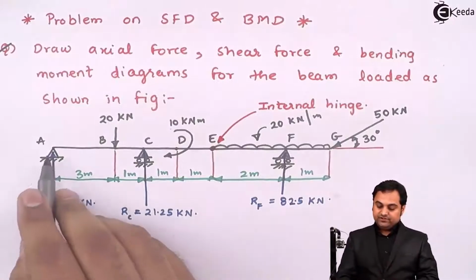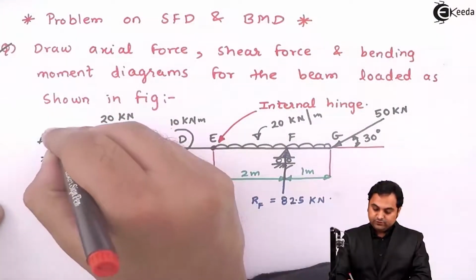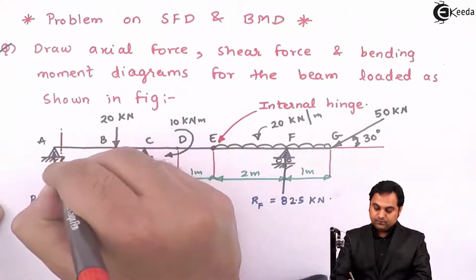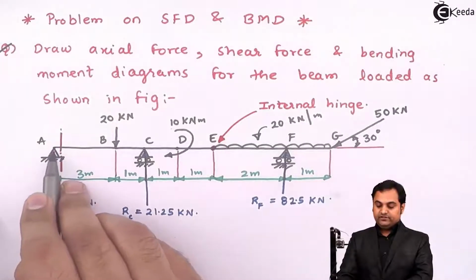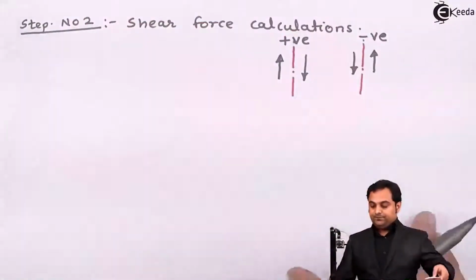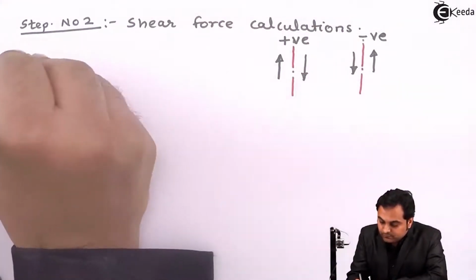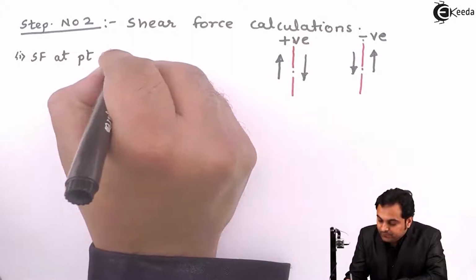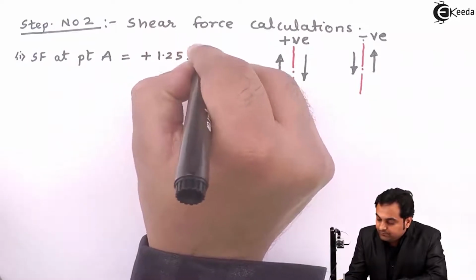In shear force calculation, first I'll calculate shear force at point A, and for that I'll take the section very close to point A, that is at this location. So when I'm taking the section very close to point A, on the left hand side of this section, we are having Ra acting upward. So that will be, as per the convention, positive. Shear force at point A is equal to plus 1.25 kilonewton.